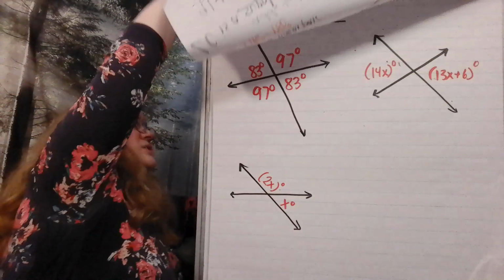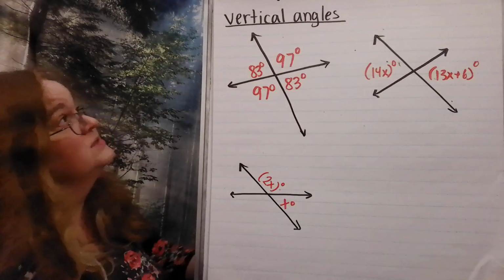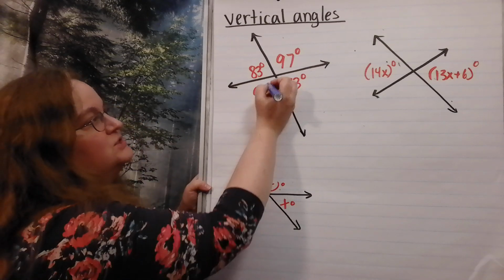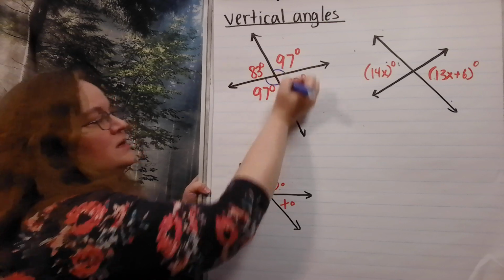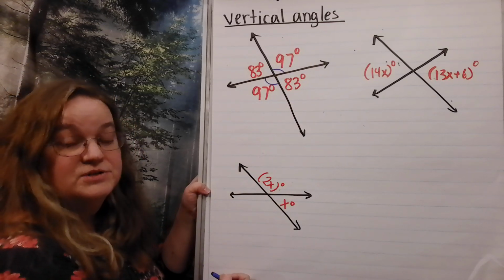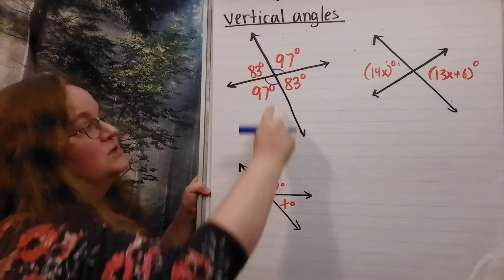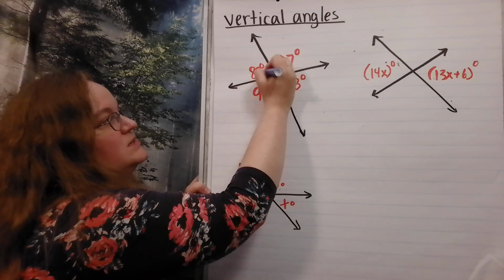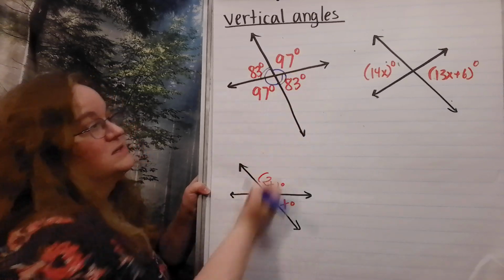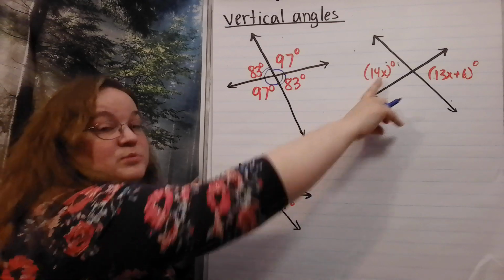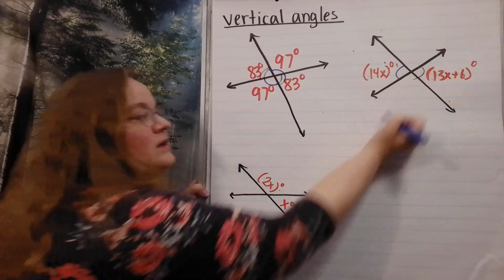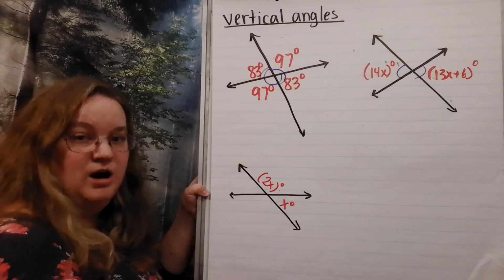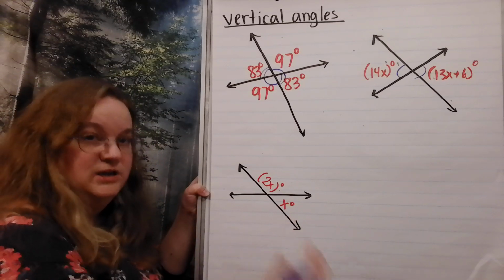The last type we're going to look at is vertical angles. Vertical angles are formed by two intersecting lines or line segments. The opposite angles of vertical angles are always going to be equal. So this is going to be equal to this, and this will be equal to this. If I get a problem like this, I'm looking here and here, they're opposite, so they're going to be equal to each other.